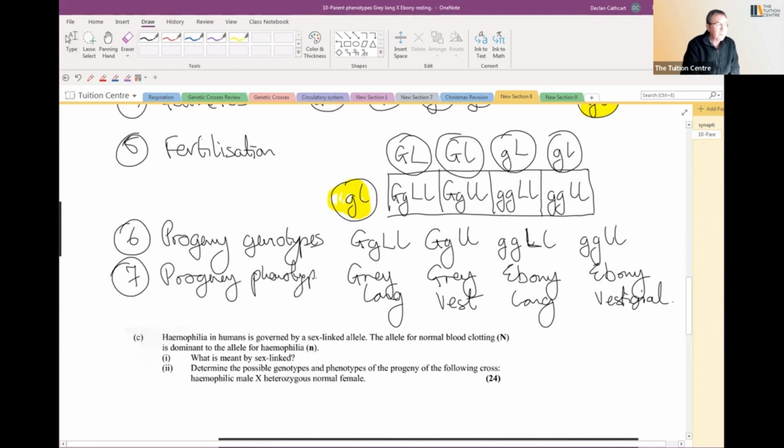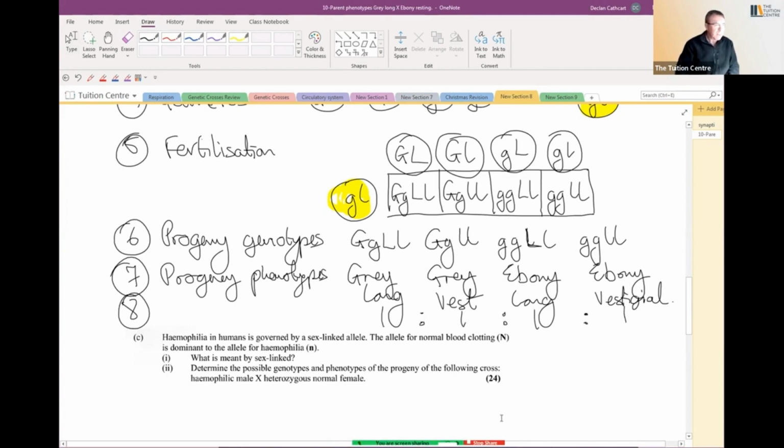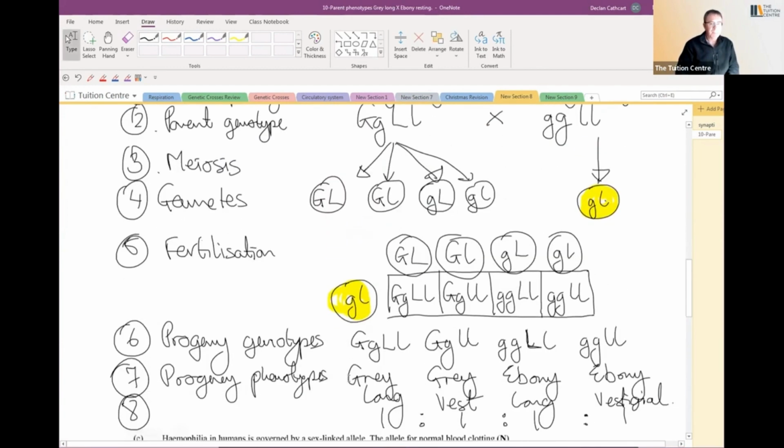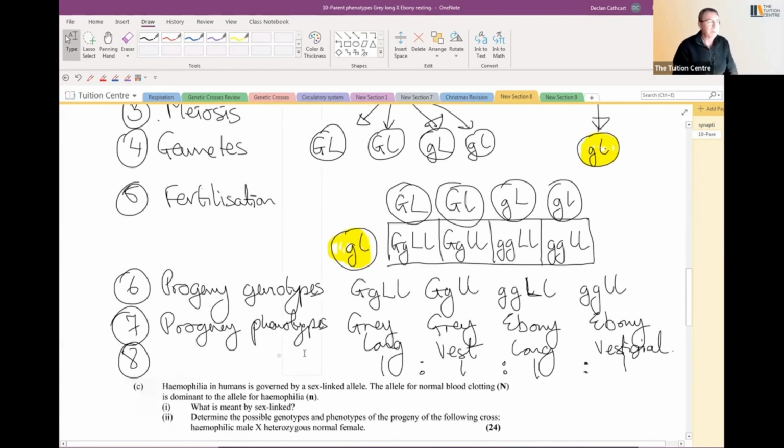Now, the last step, I said it was the 8-step method. The 8 is usually a ratio 1 to 1 to 1 to 1. There's one of everything. Okay, then that's just a recap of making sure we're able to do our 8-step method.